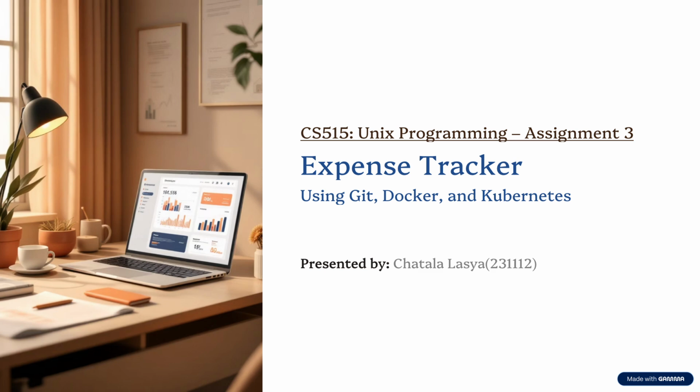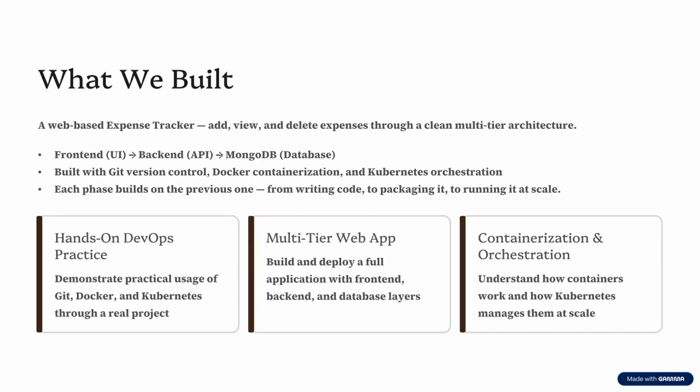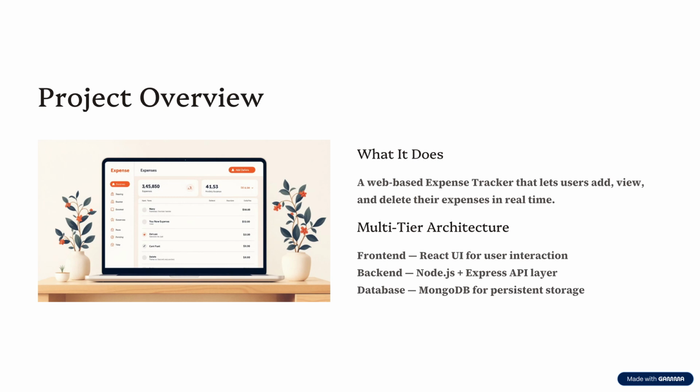This is my project, Expense Tracker using Git, Docker, and Kubernetes, which is a part of the Unix programming assignment. In this project, we built a web-based expense tracker using multi-layer architecture. The web-based expense tracker allows users to add, view, and delete their expenses in real time. Multi-layer architecture is nothing but using front-end, back-end, and database.